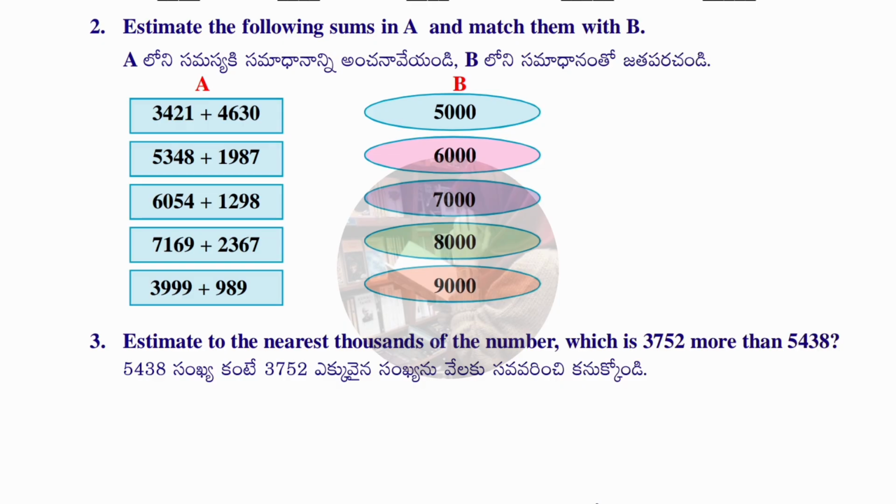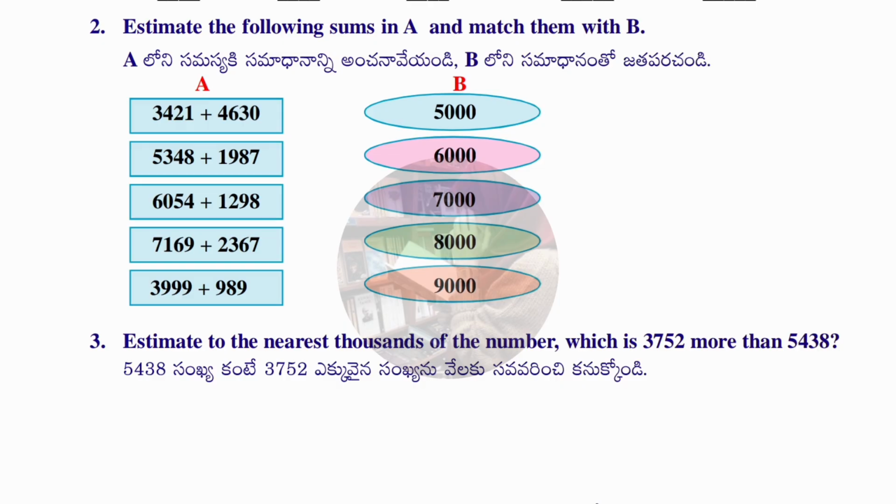Understood, guys? Let's see the second question, which is estimate the following sum in A and match them in B. So here in the A column we have given two different numbers with addition sign, means we have to add first both the numbers, then its answer is there in the Roman B. That one we have to match correctly.